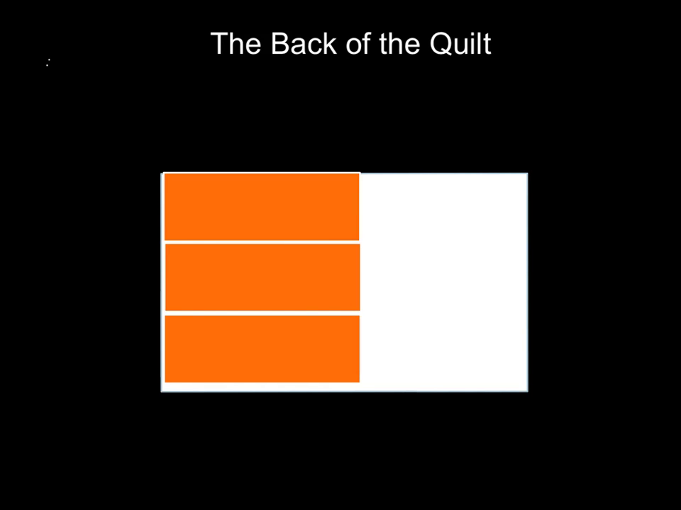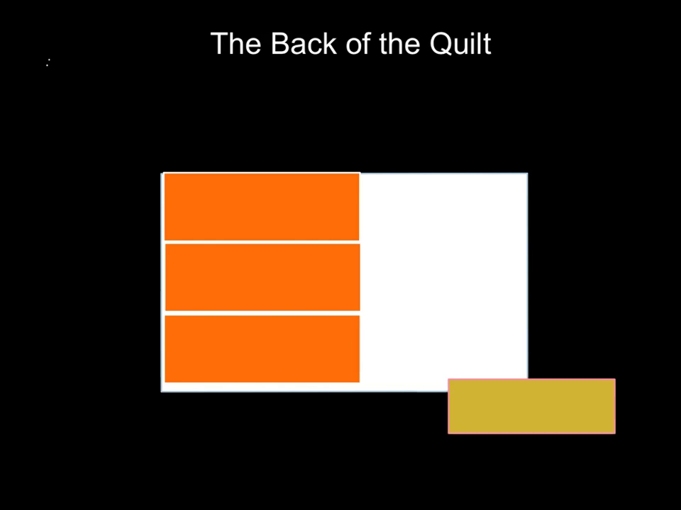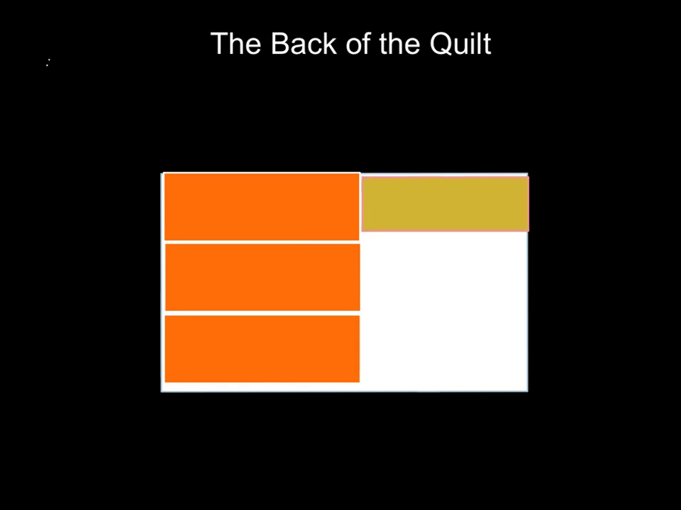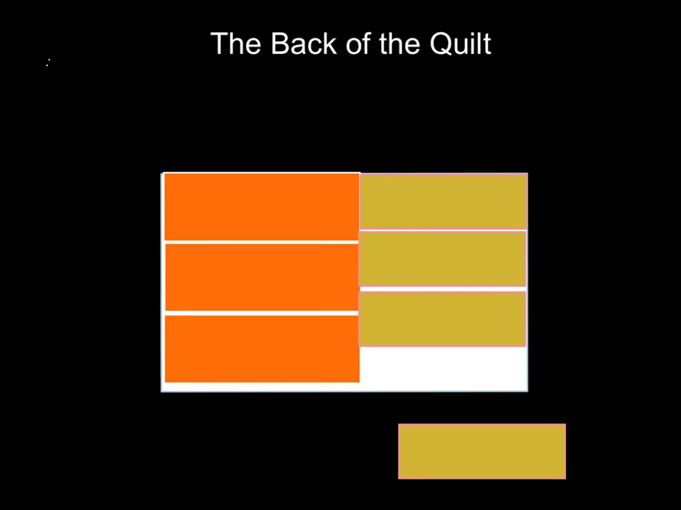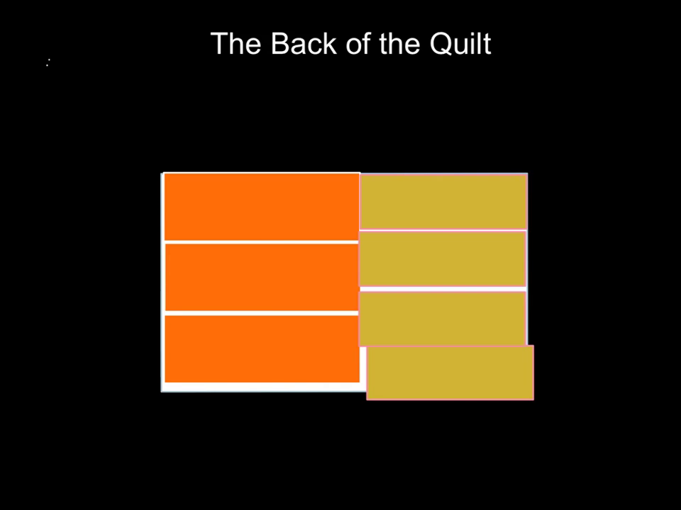To make the other half, how many 1/8 of yellow fabric will you need? 1, 2, 3, 4. You will need 4/8 strips of fabric, which is also equivalent fraction of 1/2.